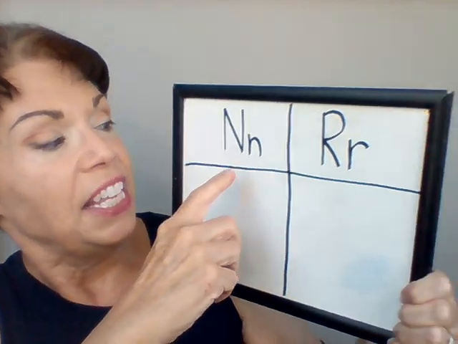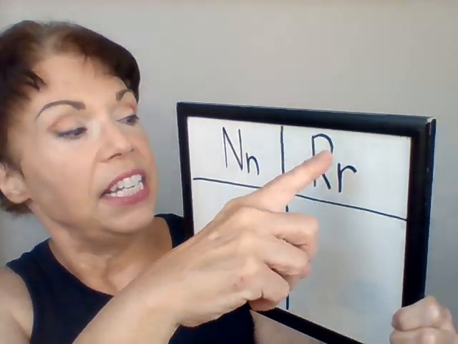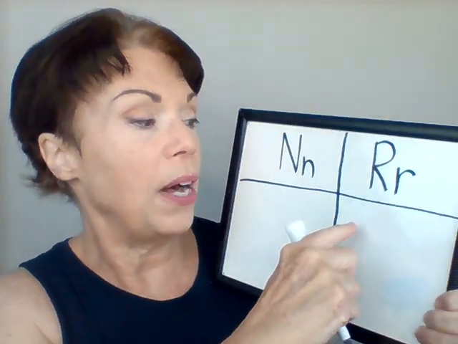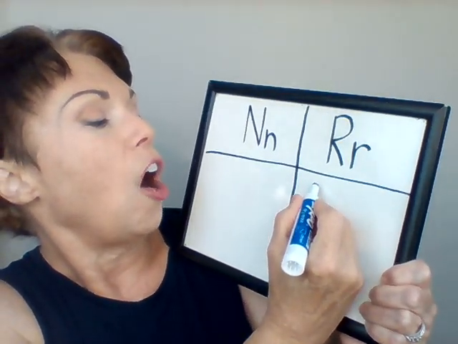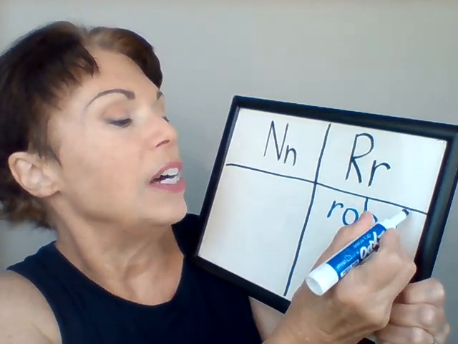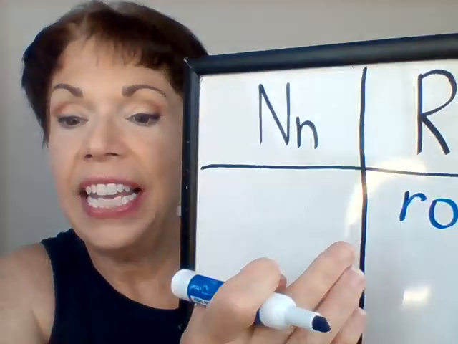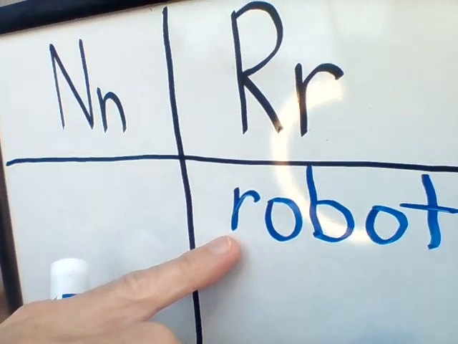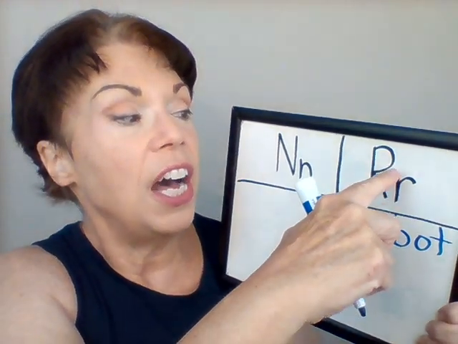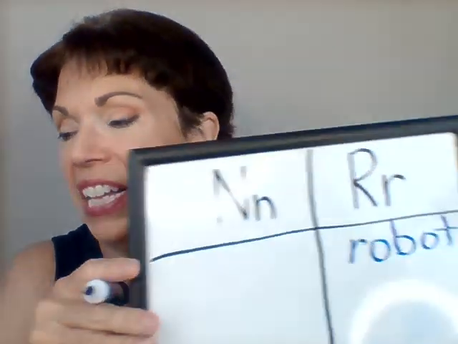So what I'm going to do is take my graph. Here's my N side of my graph, and here's my R side. Since robot starts with R sound, I'm going to write that word robot on this side of my graph. R-O-B-O-T. Do you see how my very first letter is R? Robot. I put the robot word under my R in my graph. Let's keep going. My next item.